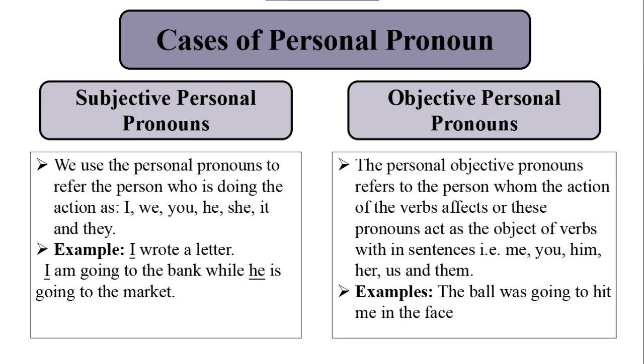Like the example, the ball was going to hit me. Ouch. But grammatically sound. Yes. The action hit affects me. This is where people sometimes slip up, right? Saying between you and I instead of between you and me. Yes. Because me is the object of the preposition between it. Exactly. Okay, that makes sense.